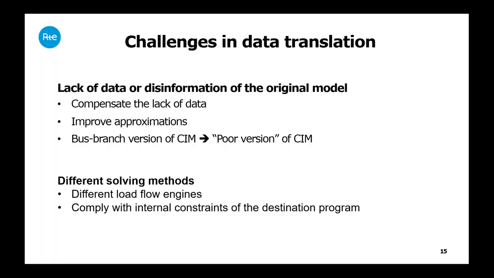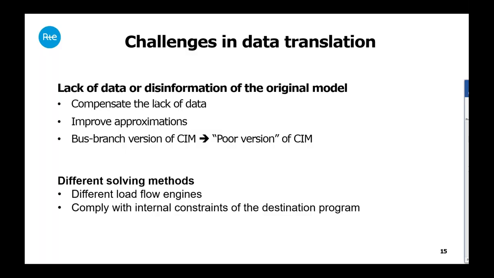Also, if the exported model is a bus-branch version of CIM, bus-branch means it does not contain all the devices. So for example, you have some closed disconnectors that are not exported. And in all cases, average data or default values are used if we have a lack of data, and a warning is sent to the user in the error report.